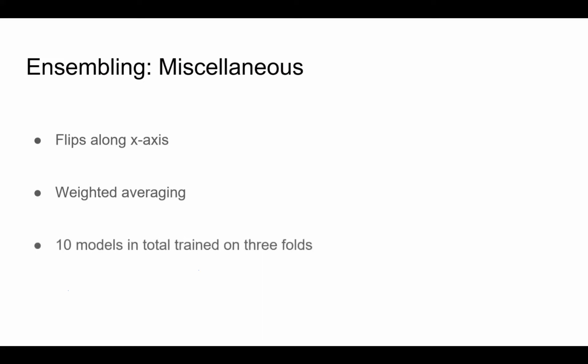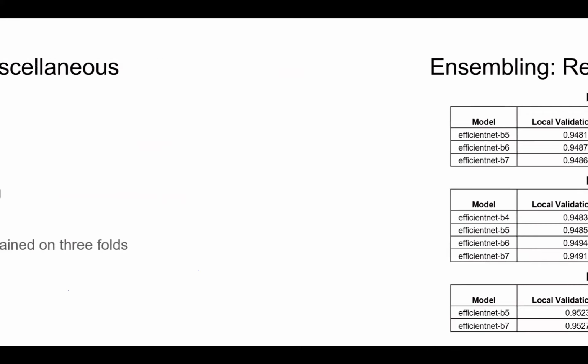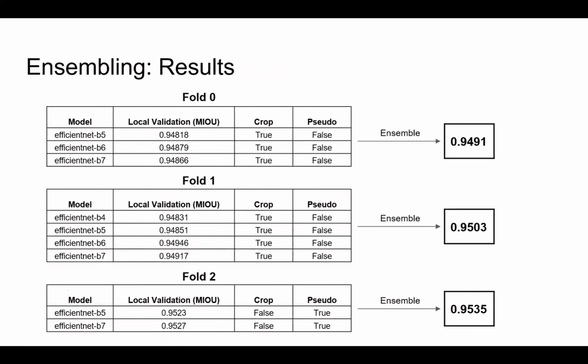Some additional info about our ensembling is the following. We used flips along the x-axis. Also, we did weighted averaging so that better performing models would contribute more. And in total, our best submission consists of an ensemble of 10 models trained on 3 folds. Here are the results of our ensembling on local validation. And if you look closely, you can see that we get a consistent gain of 0.1%.